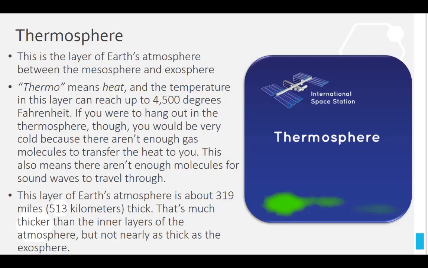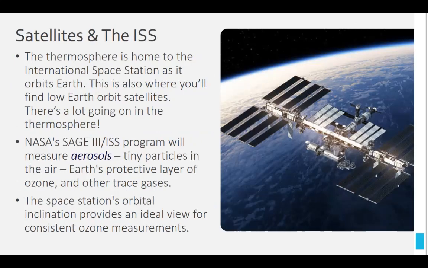In this layer, we have the International Space Station, or the ISS, and you can see from the ISS that, yeah, we have an atmosphere, but you definitely feel like at this point you're in space. So you'll find low Earth orbit satellites in this area. A lot of our communication satellites will be in the thermosphere because, again, this is a really thick layer. There's a lot going on there.